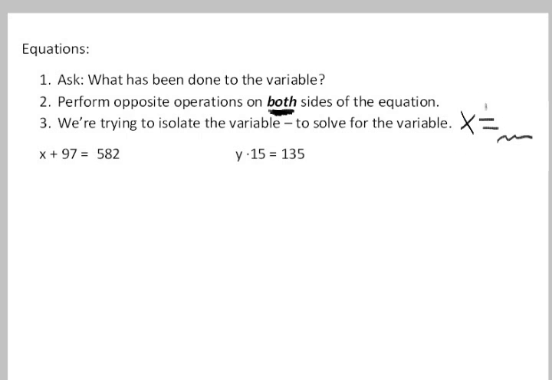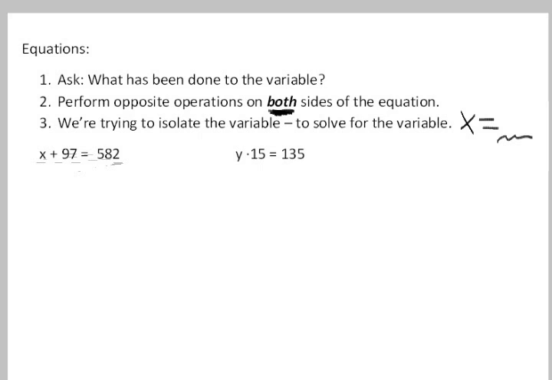And we're going to be using variables. They're letters of the alphabet to represent numbers. And variables represent different numbers in different problems. So let's take a look at this example here. X plus 97 equals 582.